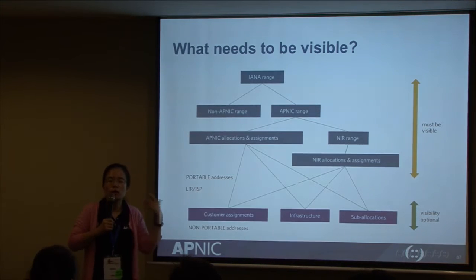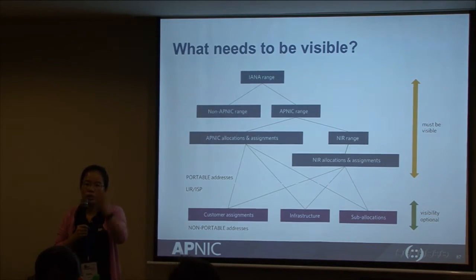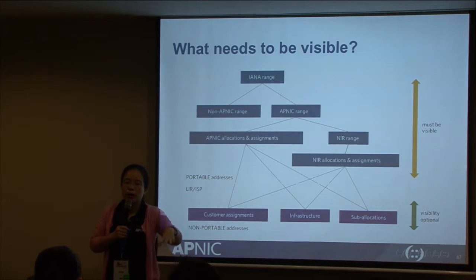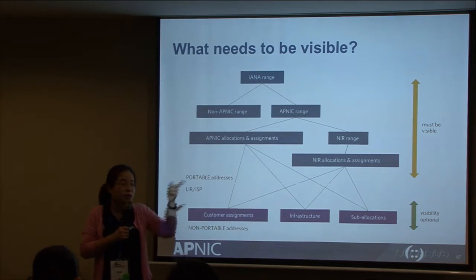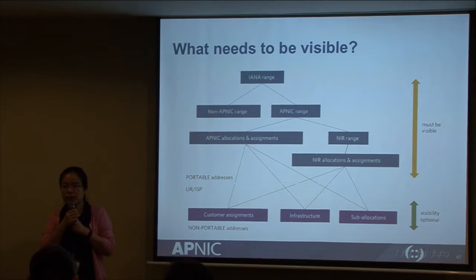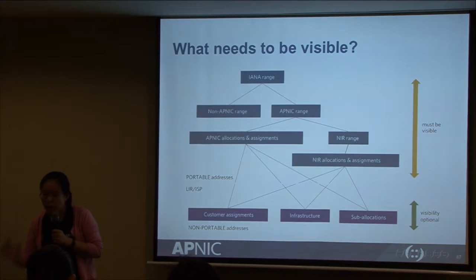So everyone would know, okay, APNIC has delegated this /22 to this company. For example, maybe CNNIC has delegated one block to another company. All these can be displayed in the Whois database.